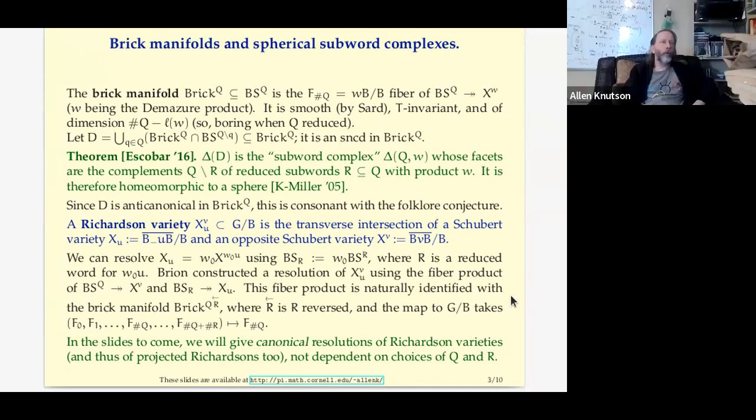Okay. Yep. Nope. So different Qs and Rs will get you different manifolds, different simplicial complexes. The only thing for sure is that they'll all get you spheres, the same dimension sphere. So that's the same.